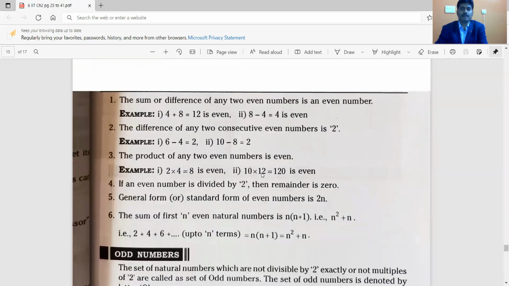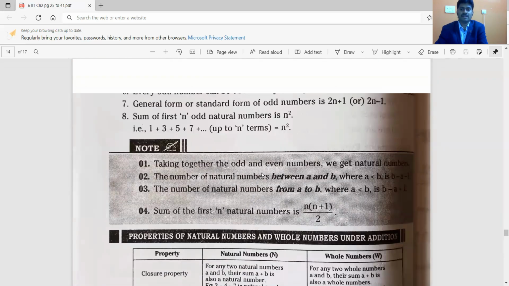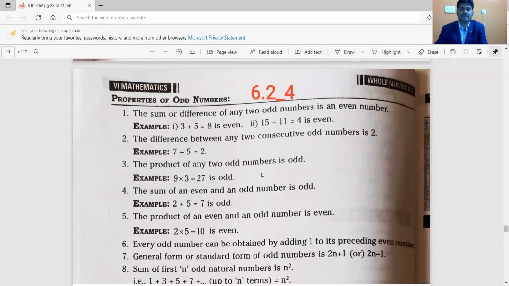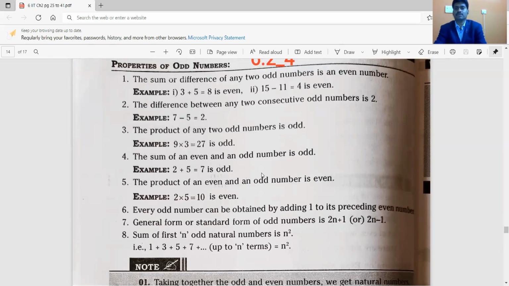Odd numbers: 1, 3, 5. The numbers which are not divisible by 2 are called odd numbers. Okay, so see, 3 plus 5 is equal to 8. The sum of two odd numbers is even. The difference of two consecutive odd numbers is also even, right? So these are the properties we can see.